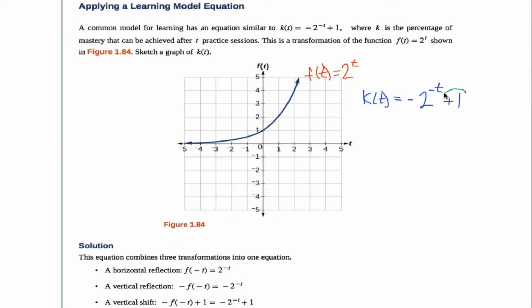This plus 1 right here, I'm not adding 1 to the input, the value t right here. I'm adding 1 to the output, to the 2 to the t power. So this right here is a vertical shift. In other words, I'm going to add 1 to all y values.